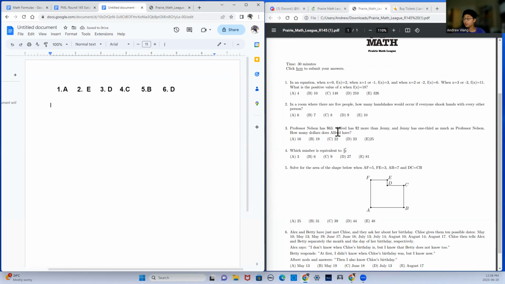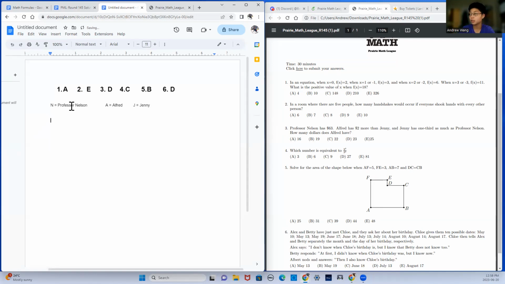Third question: Professor Nelson has $63. Alfred has $2 more than Jenny, and Jenny has 1/3 as much as Professor Nelson. How many dollars does Alfred have? For this question, we're going to set some variables. N equals Professor Nelson, A we'll put as Alfred, going by the first letters of their names, and J we'll put as Jenny.